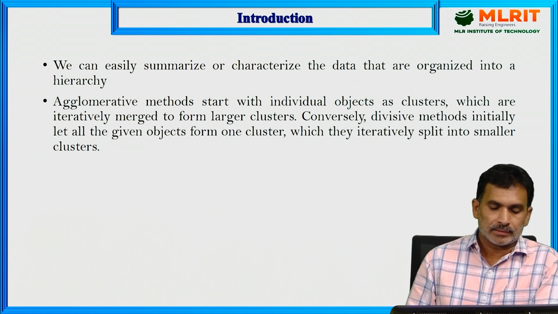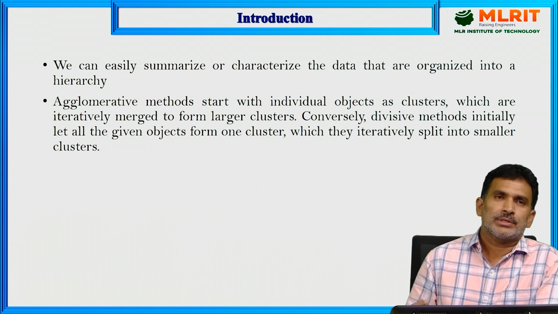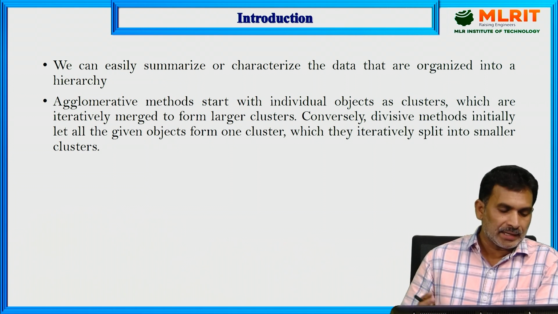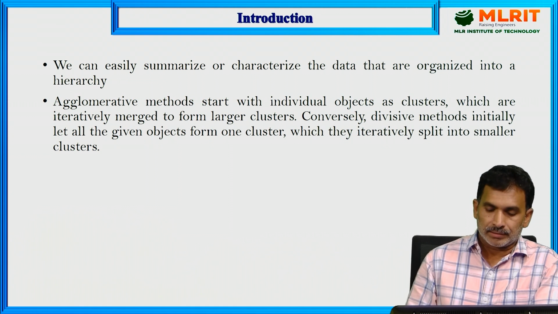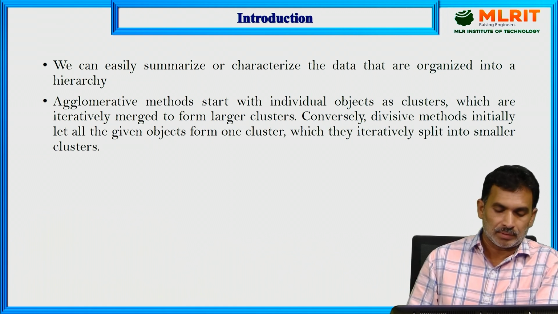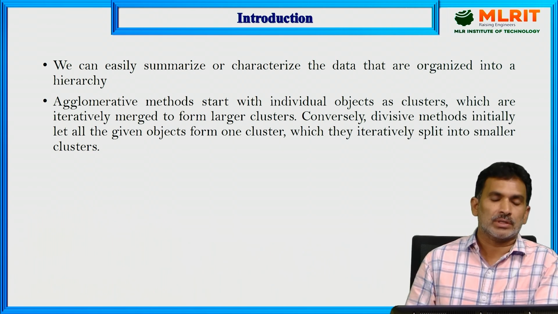Agglomerative methods start with the individual objects as clusters, which are iteratively merged to form larger clusters. Conversely, there is the divisive method. Initially, let all the given objects form one cluster, which they then iteratively split into smaller clusters.